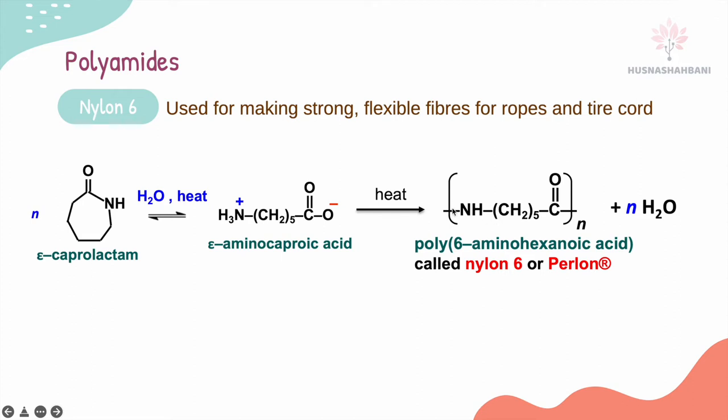Remove water. Remove the H2 from NH3+ here. 2 hydrogens are removed from here, leaving NH only. And then remove 1 oxygen from COO minus, the carboxylate ion part. Remove this oxygen, leaving C double bond O only, and the side product is water. So that is how nylon 6 is produced.